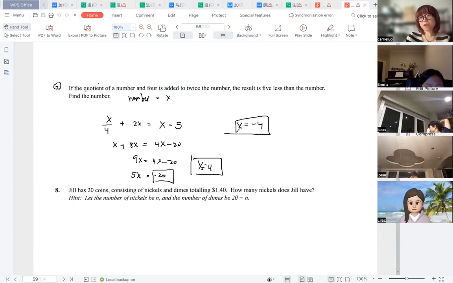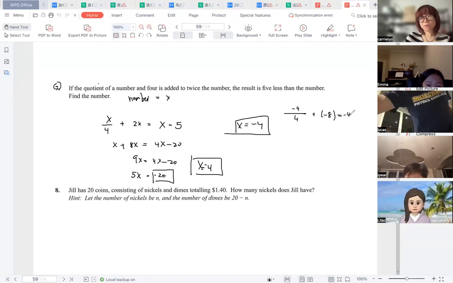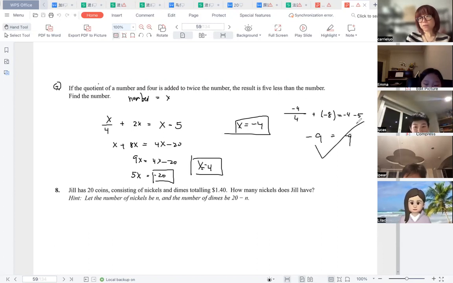So Emma, when we find out the answer, how we find out it's right or not? Put it back. Negative 4 over 4 plus negative 8 equals negative 4 minus 5. Okay, so the answer is negative 9 equals negative 9. So you get it right. Got it, everybody?